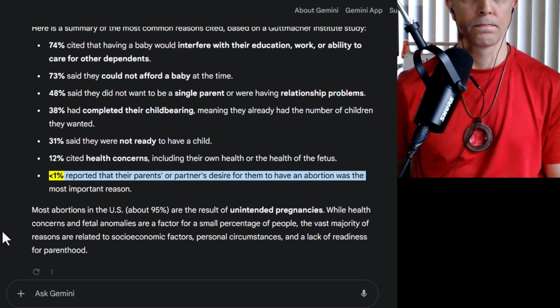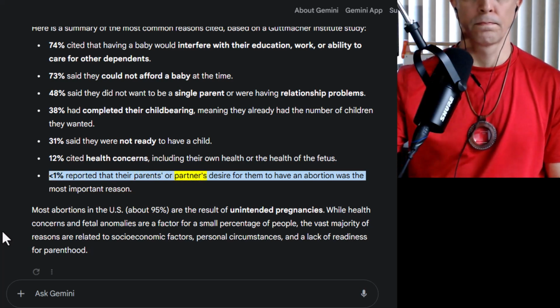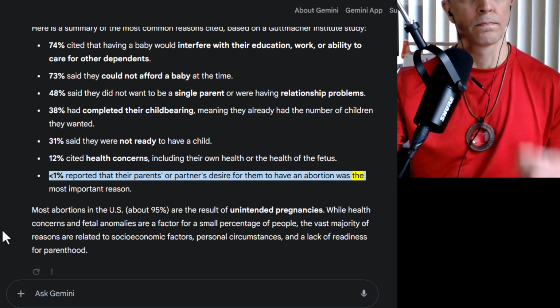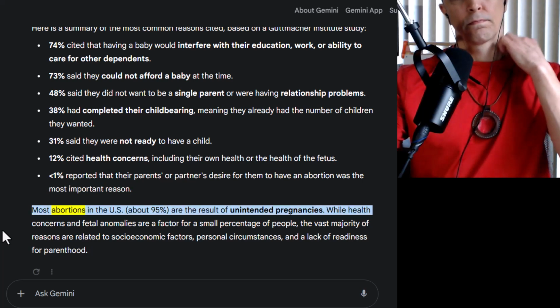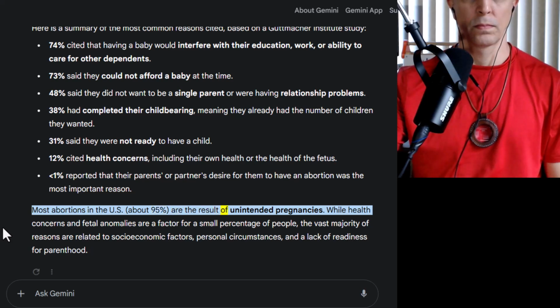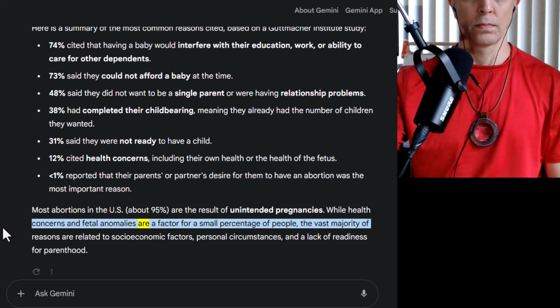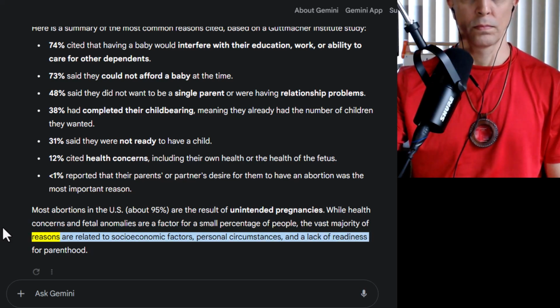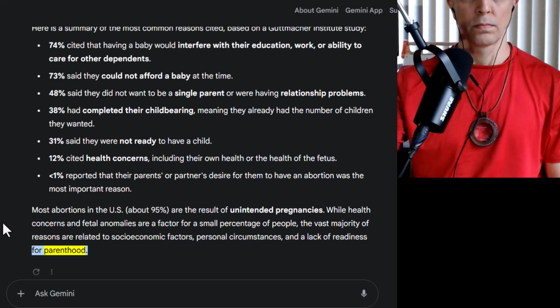Less than 1% reported that their parents' or partner's desire for them to have an abortion was the most important reason. Most abortions in the U.S., about 95%, are the result of unintended pregnancies. While health concerns and fetal anomalies are a factor for a small percentage of people, the vast majority of reasons are related to socioeconomic factors, personal circumstances, and a lack of readiness for parenthood.